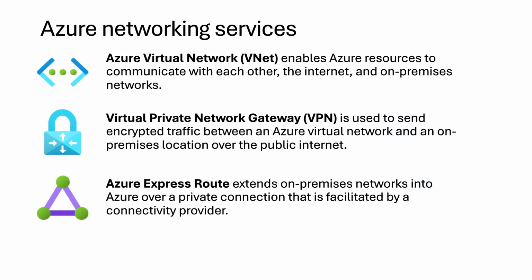And we have Azure Networking Services. Under that, we have Azure Virtual Network, VNet. It enables Azure resources to communicate with each other, the internet, or on-premises networks. We have Virtual Private Network Gateway, VPN, used to send encrypted traffic between the Azure Virtual Network and an on-premises location over the public internet. And we also have Azure ExpressRoute, which extends on-premises networks into Azure over a private network facilitated by a connectivity provider. It's the most expensive way of connecting Azure and on-premises out of all the options that we have.